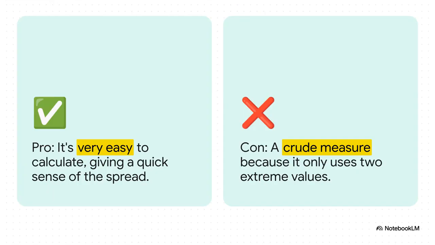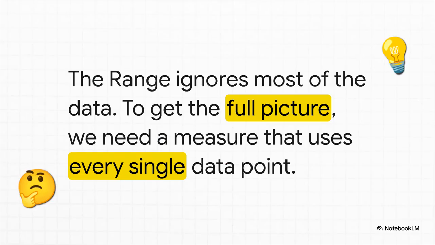But the range isn't the perfect tool. I mean, its biggest pro is that it's super simple. Anyone can do it in like 2 seconds. But that's also its biggest weakness. The source material calls it a crude measure, and for good reason. It only looks at 2 numbers, the absolute top and the absolute bottom. It completely ignores the story of all the other numbers in between. So yeah, the range gave us a hint, but it's easily thrown off by one weird day. It's a bit of a blunt instrument.